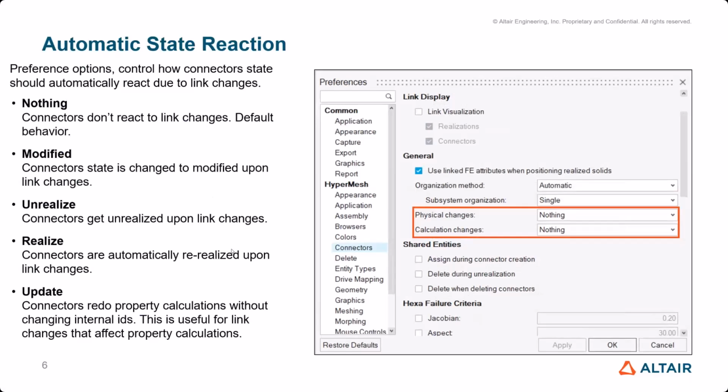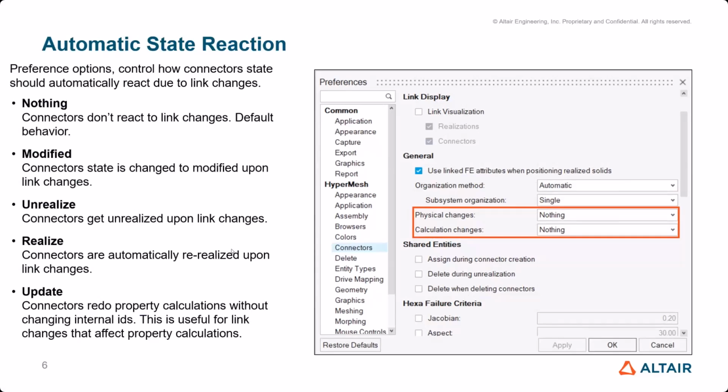And also we can set it to update, which is very important, especially since we're talking about aerospace applications. We can set it to update, which will redo all the property calculations without changing the internal IDs, which is very important for aerospace applications, which I know have very high demand and are very strict when it comes to ID management.